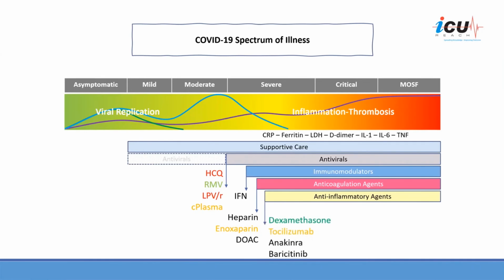Anti-inflammatory agents: dexamethasone is given to those patients who are hypoxemic. We're waiting to see more data about tocilizumab. The anakinra, good study published, but we don't have a good randomized large-scale study to support it. And the ACTT trials for the baricitinib, hopefully very soon.